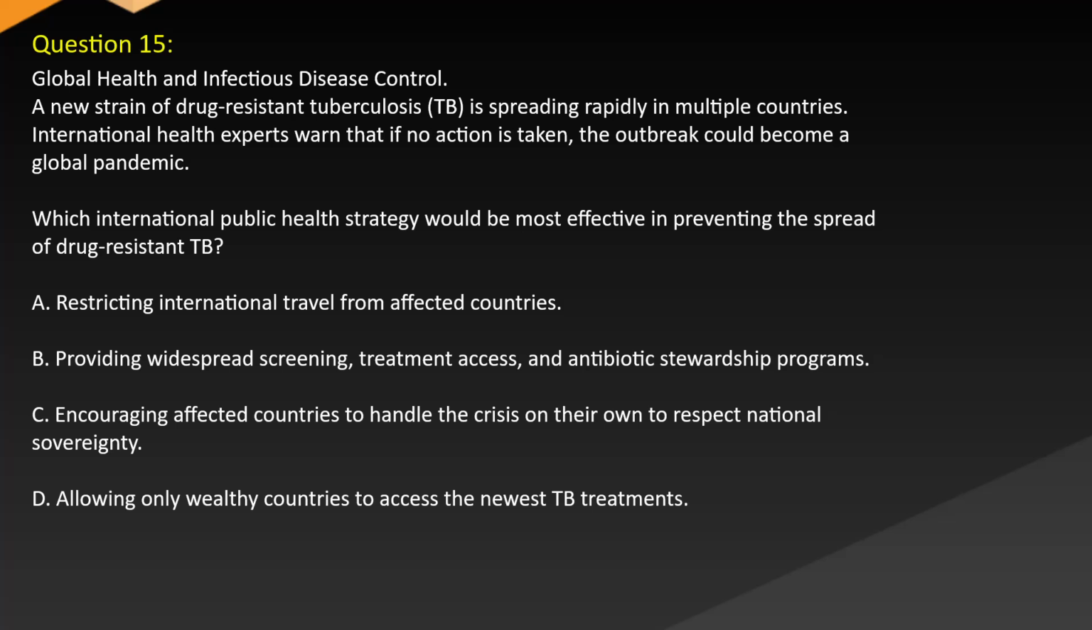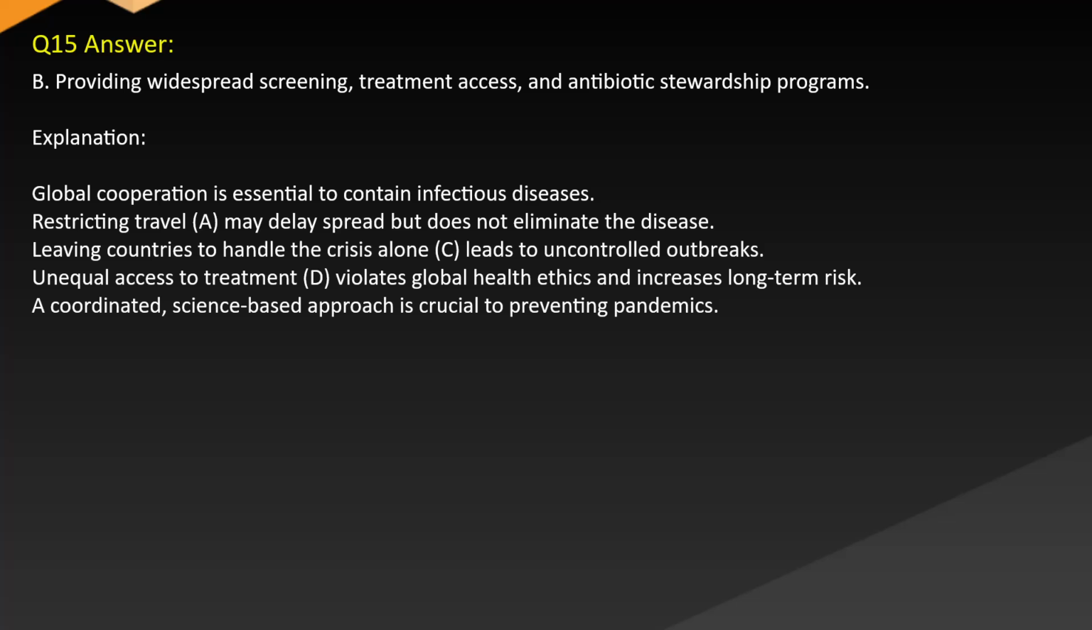A. Restricting international travel from affected countries. B. Providing widespread screening, treatment access, and antibiotic stewardship programs. C. Encouraging affected countries to handle the crisis on their own to respect national sovereignty. D. Allowing only wealthy countries to access the newest TB treatments. Answer: B. Providing widespread screening, treatment access, and antibiotic stewardship programs.